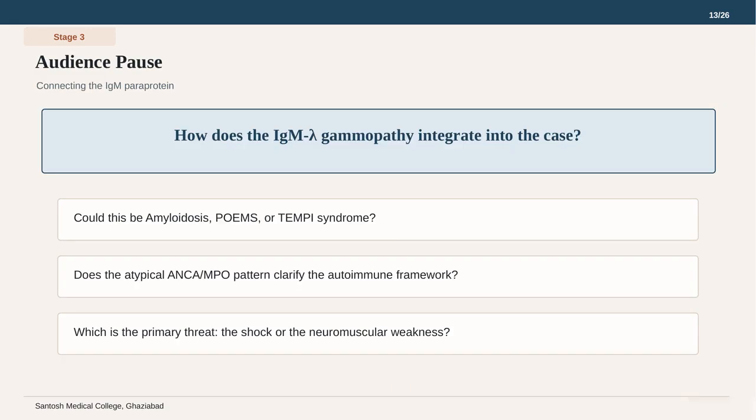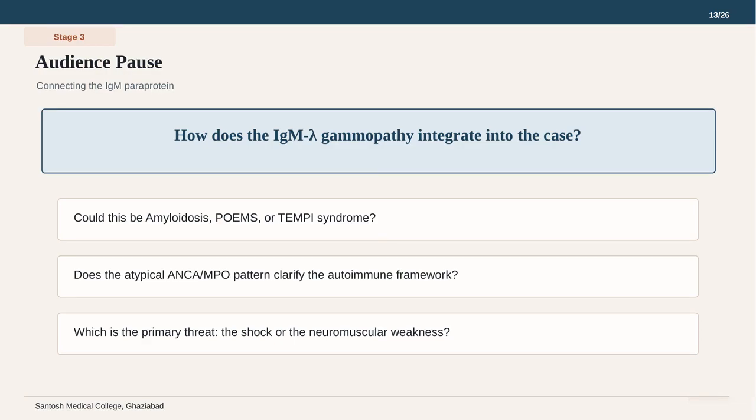During this audience pause, we focus on connecting the IgM paraprotein to the rest of the clinical picture. Consider the questions on the screen. How does this IgM lambda gammopathy integrate into the case? Could we be looking at amyloidosis, POEMS syndrome, or even the rare TEMPI syndrome? We also need to decide if the atypical ANXA and MPO pattern helps clarify the autoimmune framework or if they are just more loose threads.